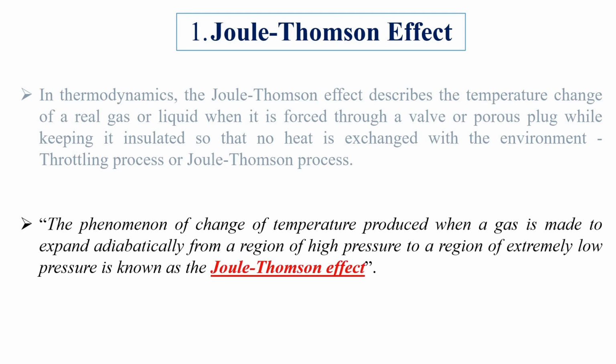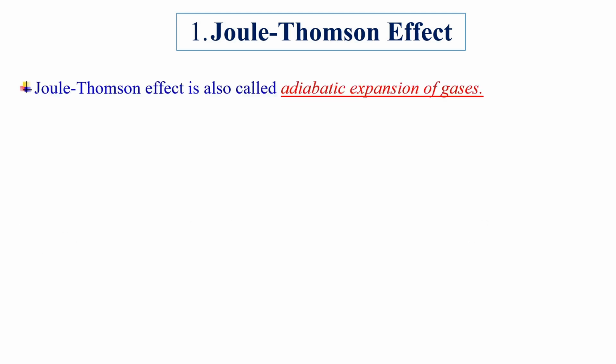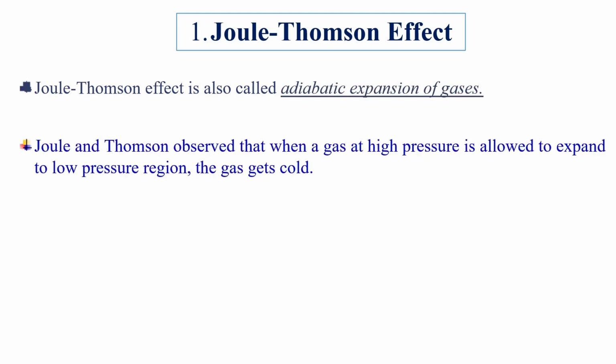The phenomenon of change of temperature produced when a gas is made to expand adiabatically from a region of high pressure to a region of extremely low pressure is known as the Joule-Thomson effect. It is also called adiabatic expansion of gases. Joule and Thomson observed that when a gas at high pressure is allowed to expand to low pressure region, the gas gets cold.